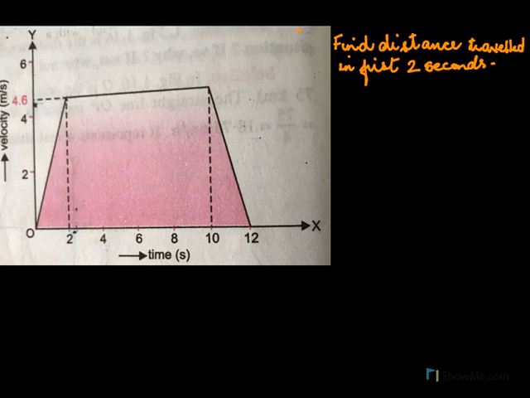In this question, we'll find the distance traveled in the first 2 seconds. This is a velocity time graph, and let us mark what happens in the first 2 seconds. At 0 seconds, the object is here at 0, O, and then at 2 seconds, the object is out here. Which means in the first 2 seconds, the graph is this.